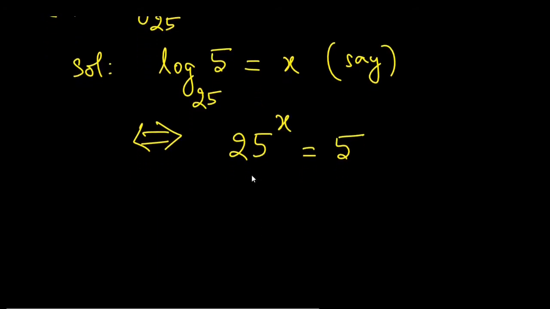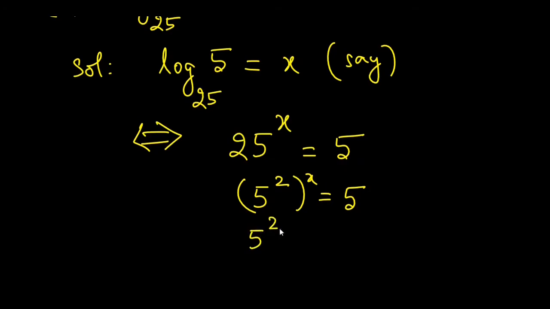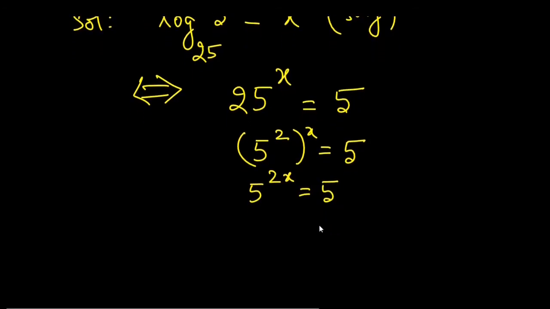Now, 25 can be written as 5 square. So 5 square of whole power x is equal to 5. This is equal to 5 power 2x is equal to 5. Here the power for 5 is 1. The exponent is 1. Here the bases are equal, and when bases are equal, the exponents are equal. So 2x is equal to 1, x is equal to 1 by 2.